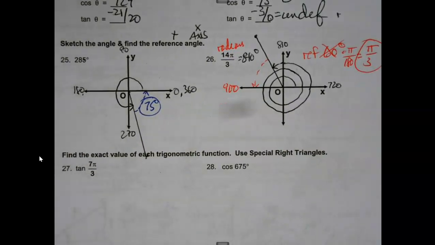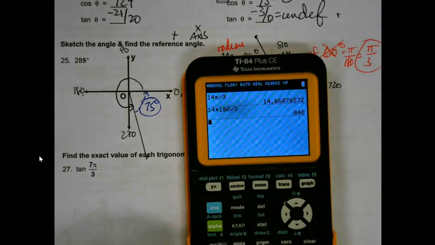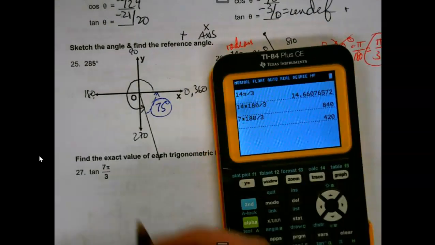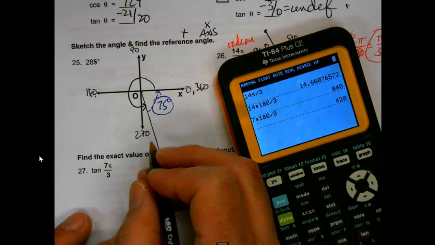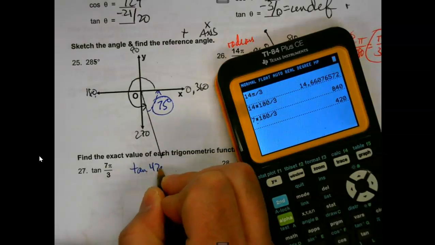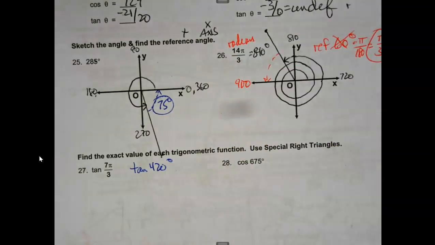All right, last ones. Exact value of the trig function. Use special right triangles. So, let's see here. 7 times 180 divided by 3. Okay, this tangent of 420. So my first job, I need to know my reference angle.